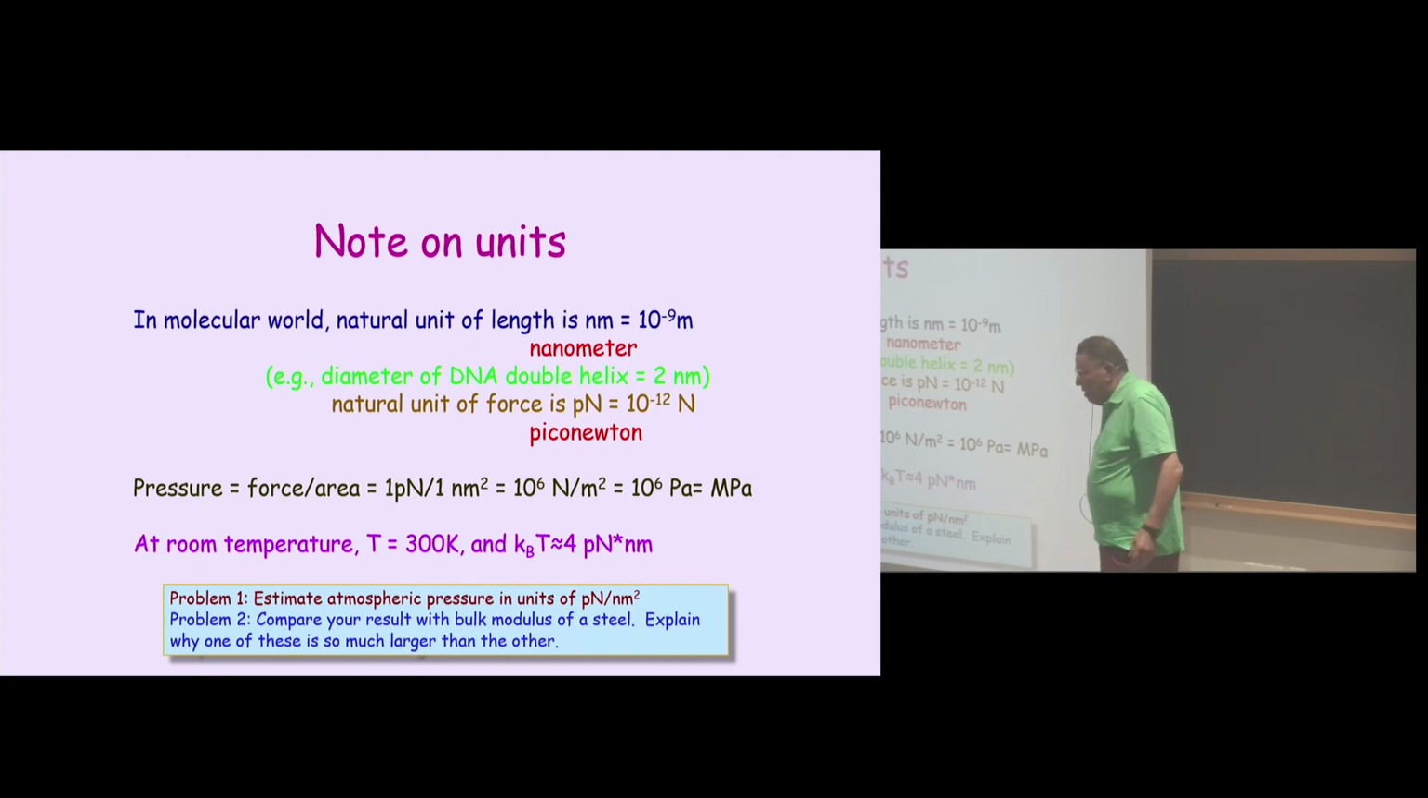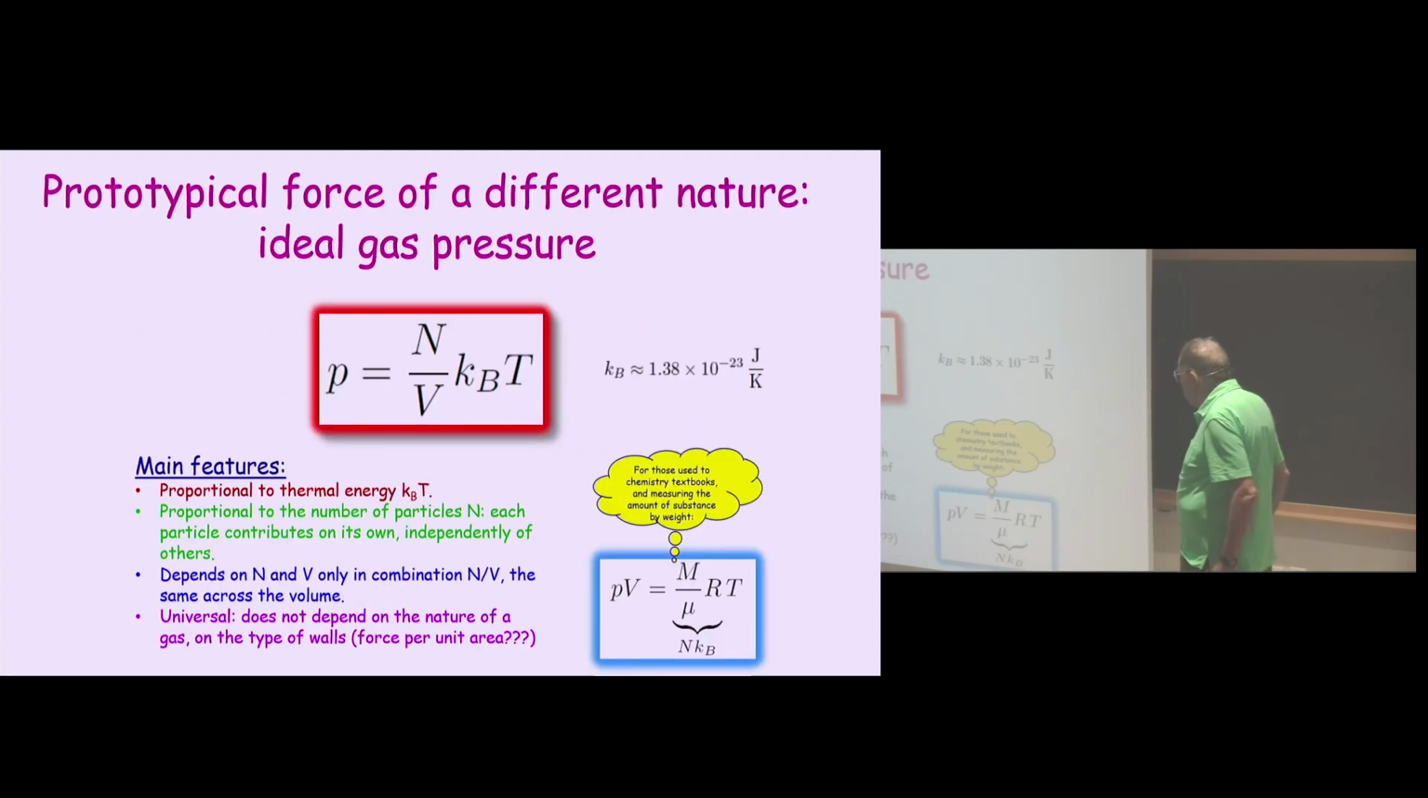Natural unit of force is piconewton, and pressure is force divided by area. Piconewton divided by nanometer square, it's megapascal. So megapascal is the natural unit of pressure. And at room temperature, kBT, thermal energy, is 4 piconewton times nanometer. Something that is useful to keep in mind. 4 piconewton times nanometer, natural units, a convenient number, pleasant, so it's easy.